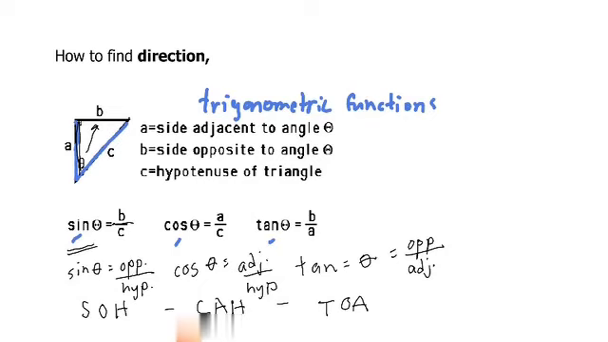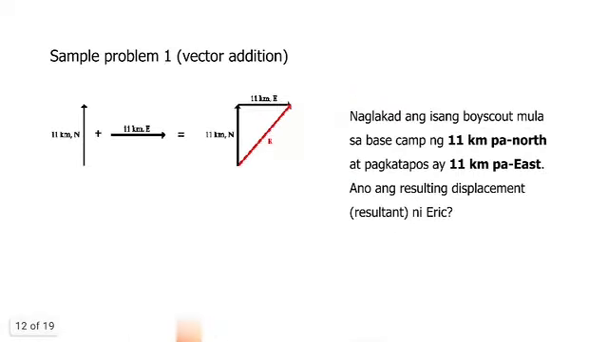Nagkaroon tayo ng sample problem. Okay, ito na nga pala. Sample problem number 1. So, for example daw, isa kang Boy Scout na naglakad from the base camp. For example, this is the base camp. Naglakad ka ng 11 kilometers papunta sa north, tapos lumiko ka 11 kilometers to the east.